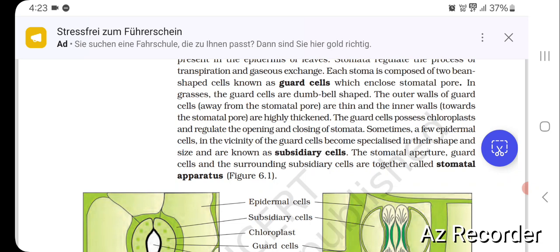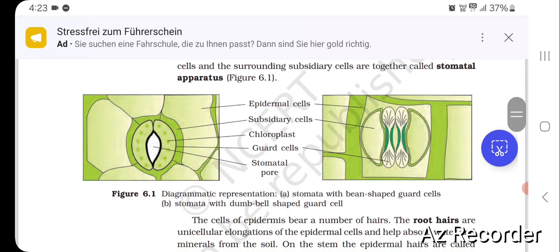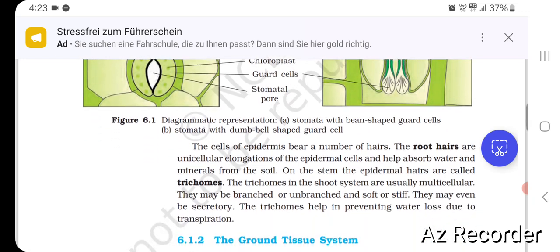Sometimes a few epidermal cells in the vicinity of the guard cells become specialized in their shape and size and are known as subsidiary cells. The stomatal aperture, guard cells, and the surrounding subsidiary cells are together called the stomatal apparatus. Epidermal cells, subsidiary cells, then chloroplast, guard cells, and then stomatal pore.